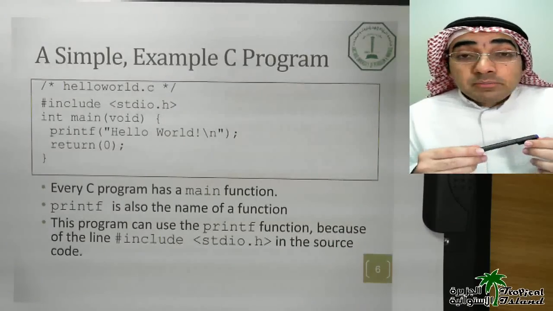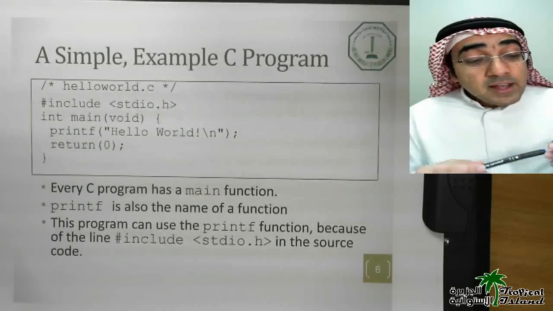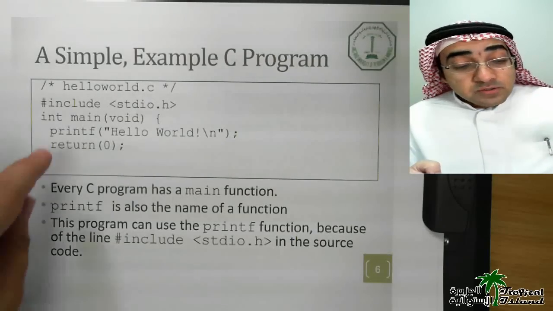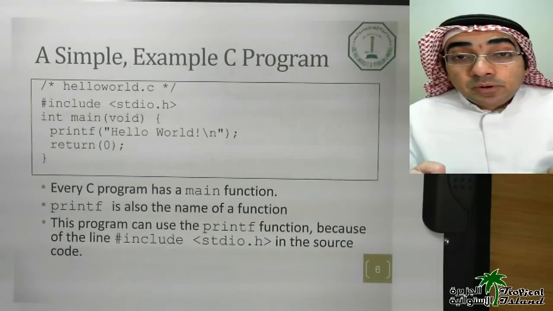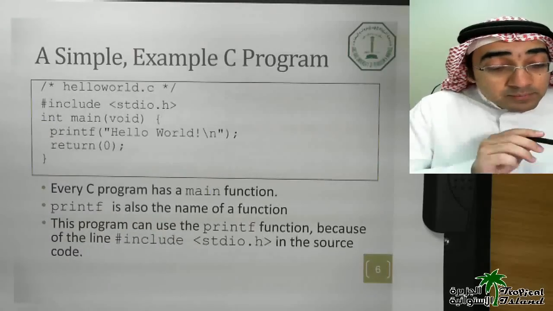So the compiler, after it compiles and generates an exe file, when you run your exe file, the first thing that the machine is looking for is the main, and it's going to start executing your program from there. Now we talked about this, so let me explain a bit over here.